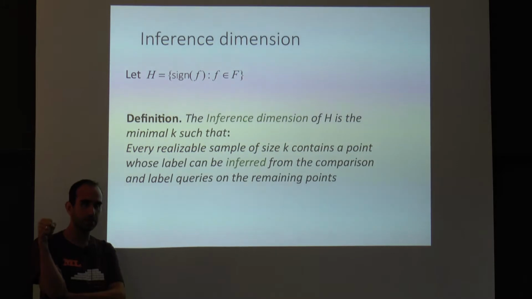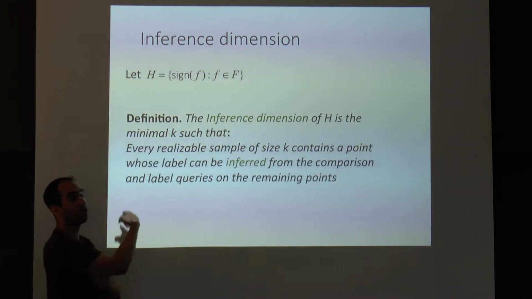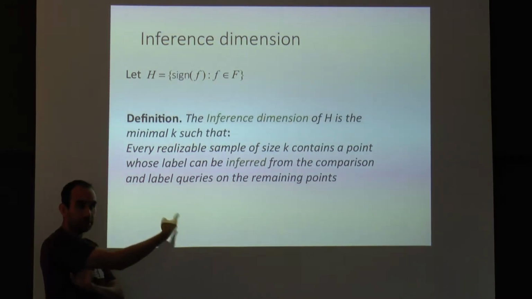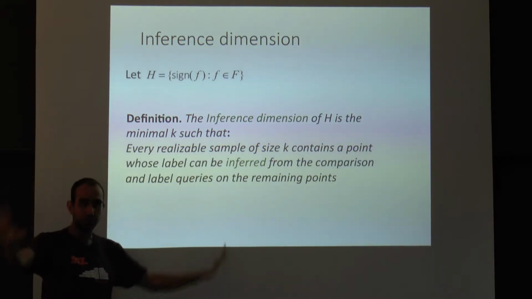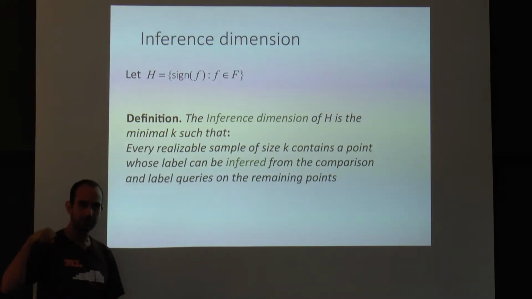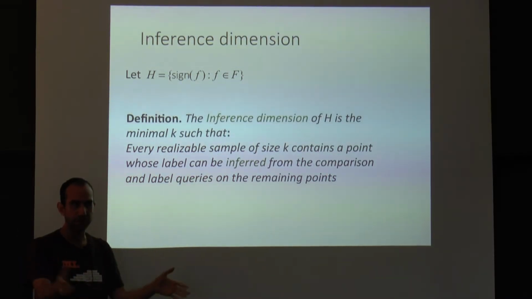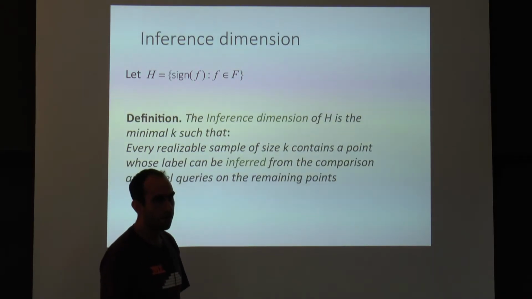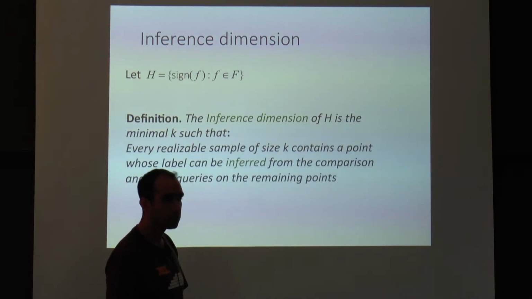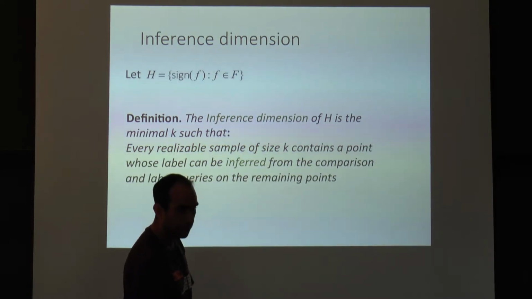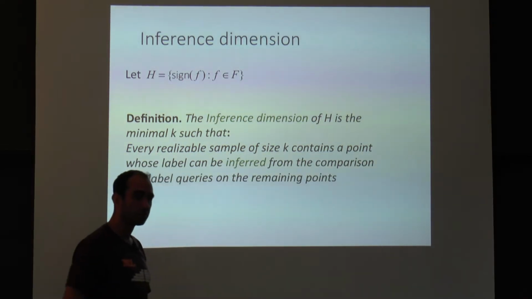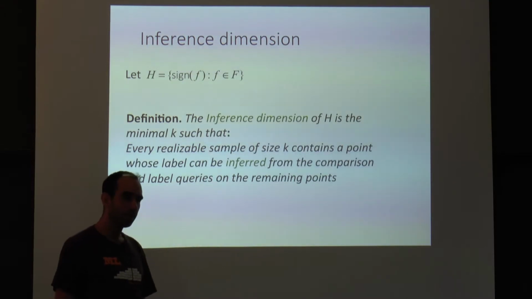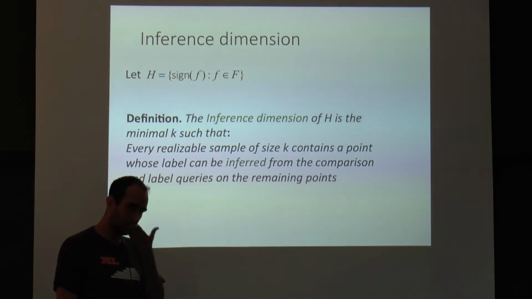the extra label. So you don't need to be able to tell me which point it is in advance, but for every realizable sample of size k, there is a point that you can remove, ask all labels, all comparisons, and infer. Does it mean that you can always infer from k-1 and get everything? Not really, no, because you have comparison queries also. It doesn't imply it.